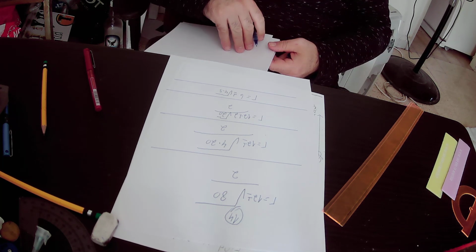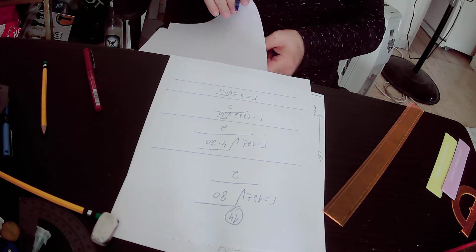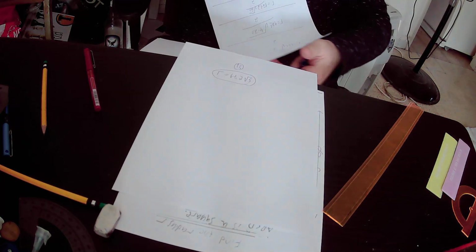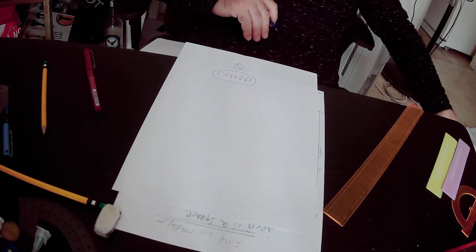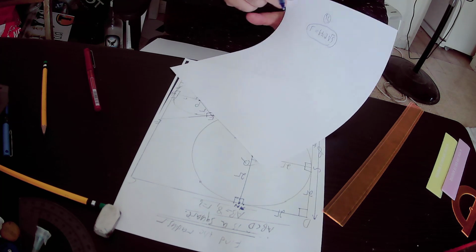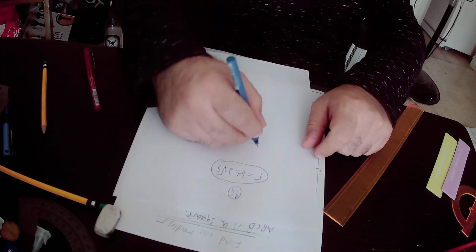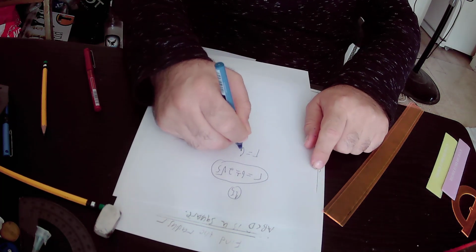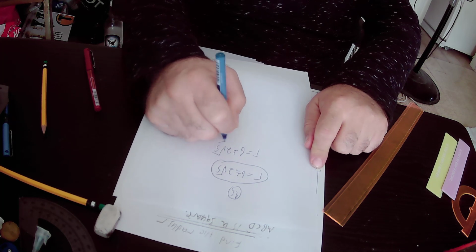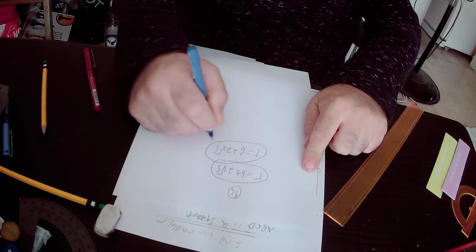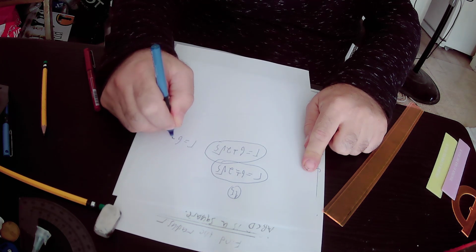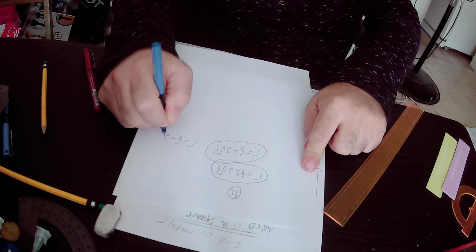So we found out that the radius of the small circle equals either 6 plus 2 times root 5 or 6 minus 2 times root 5. R equals 6 plus 2 times root 5, or r equals 6 minus 2 times root 5.